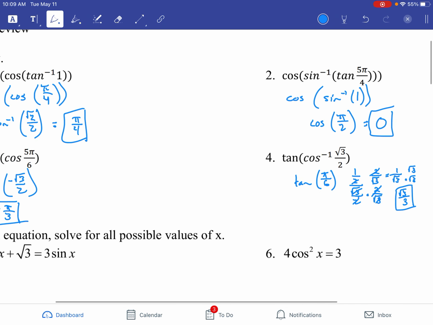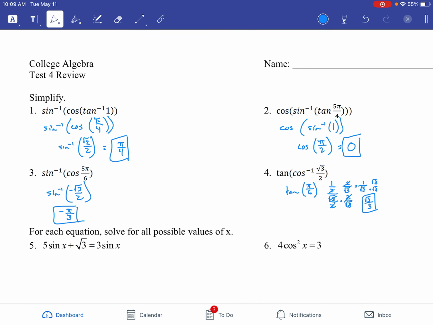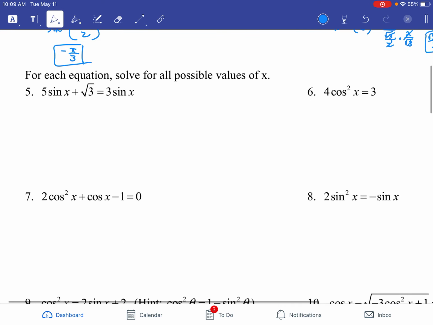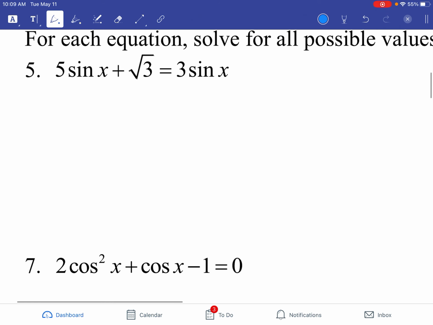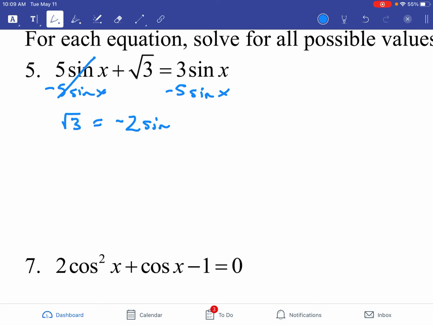So those are inverse trig functions. Let's look at the equations. Normally for an equation I like my variables on the left and my numbers on the right, but in this case I'm going to make an exception. I'm going to subtract 5 sine of x. The signs work just like variables. So I'm going to have square root of 3 equals 3 minus 5, which is negative 2 sine of x.